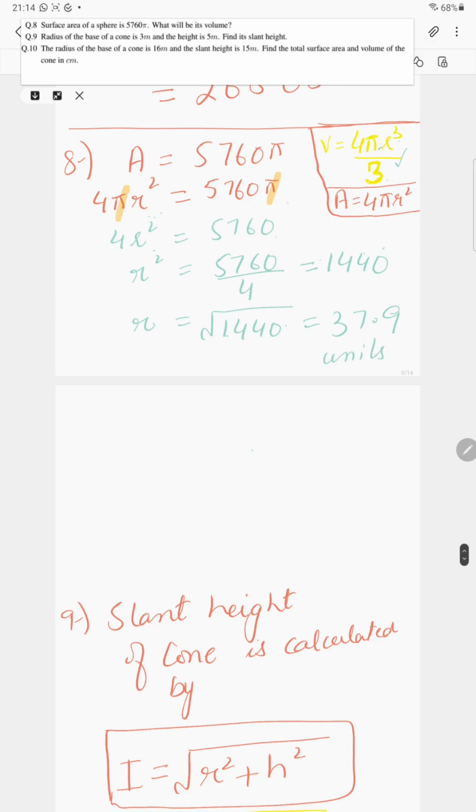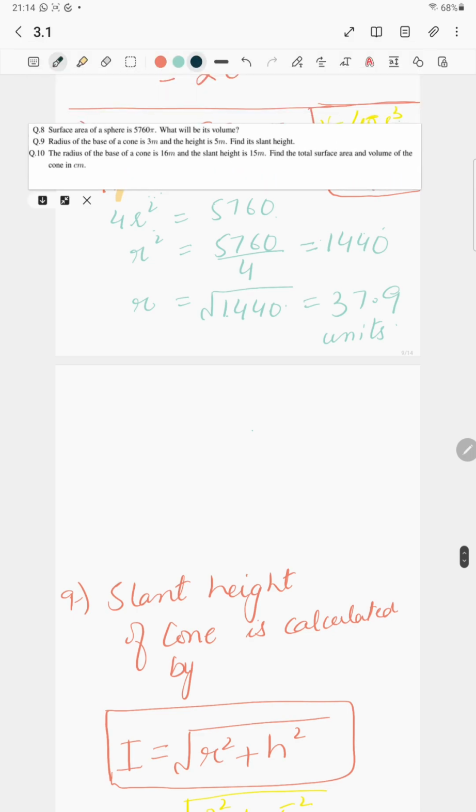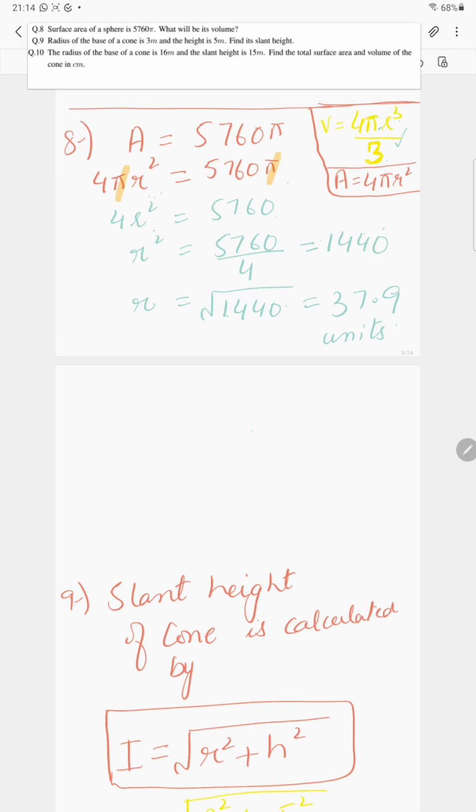units. So now they are saying us to find the volume. So why did we use the formula of area here? We use the formula of area here because in the formula of volume we need 4 by 3 pi r cube. So we do need r, and we do not know what is the value of r, that is radius. To find the value of radius we use the formula of area because we know the area of the sphere.